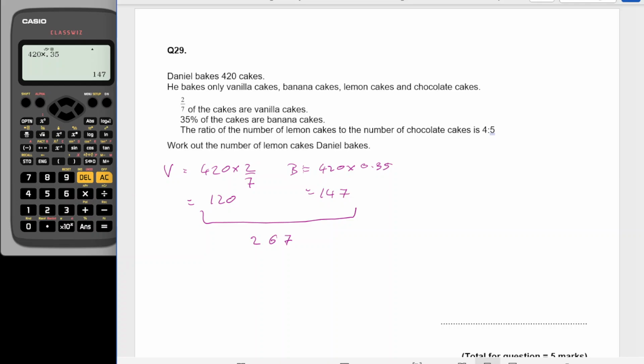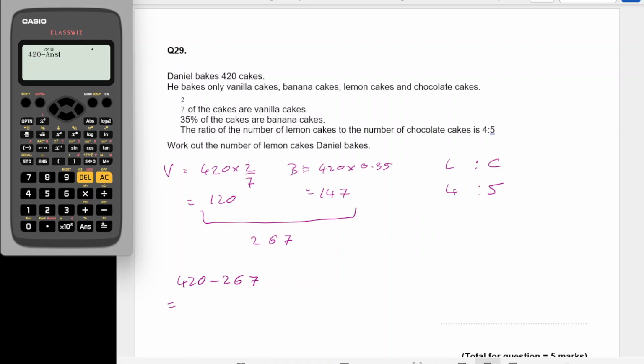And if we've got 420 cakes in total, oh, I could have done this a different way. We'll stick with this method though. So the number of lemon to chocolate is currently 4 to 5, and we're splitting 420 minus 267. So we're splitting 273 in that ratio. So divided by 9.